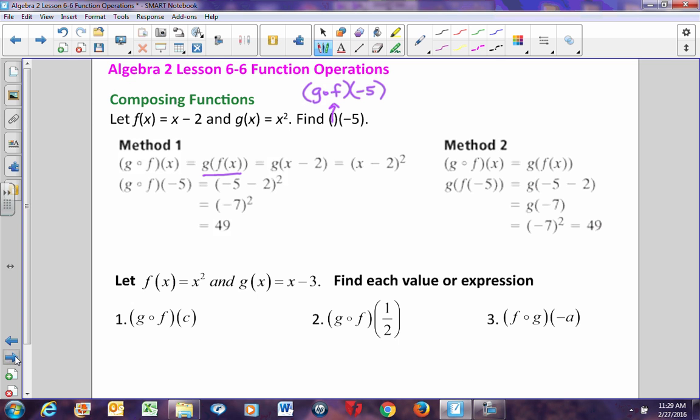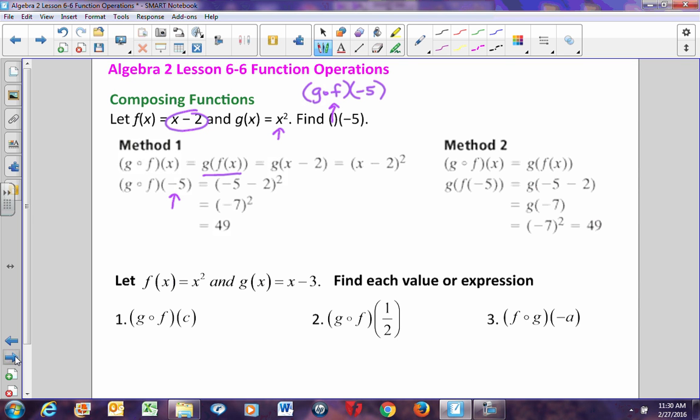Okay, so we do g of f of x. Okay, first thing you should do is you're going to find. They say do this. This method 1 is you take f of x, which is x minus 2, and you plug it in there, and then you're going to take g of that. And g says you're going to square it, so you're going to take x minus 2 and square it. Okay? Then they tell you to plug in the -5. So then they say -5 minus 2 is -7, square that is 49.